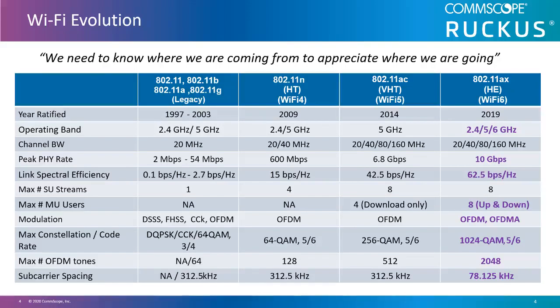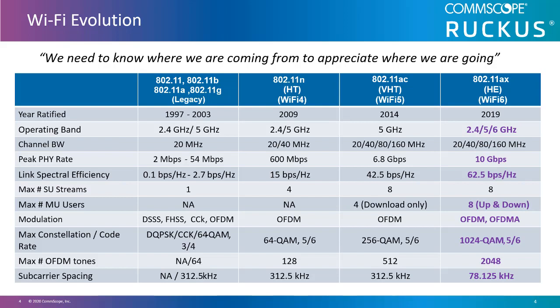High throughput sells products because it is easy for everyone to understand, but what really matters is how well the standard uses the available spectrum. This is measured by link spectral efficiency. The first standard could push 1 megabit per hertz. Today, with 11ax, we're pushing 62 megabits per hertz. The standard is becoming more efficient by utilizing the available spectrum. This is what 802.11ax was created to accomplish.